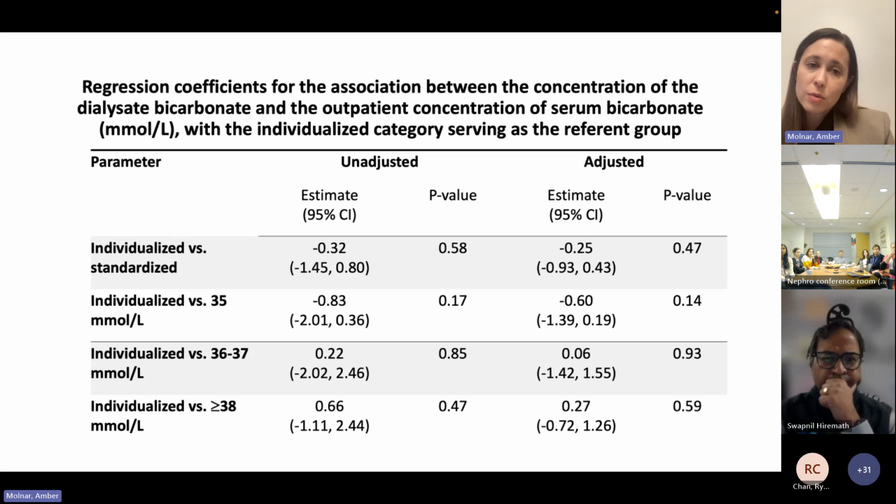We then looked at this using linear mixed models where we could adjust for some differences in baseline characteristics and formally look at the association between the concentration of dialysate bicarbonate and the serum bicarbonate over the follow-up. We compared individualized to standardized and then the various standardized categories. You can see here that there really was no significant or meaningful differences across the various categories.